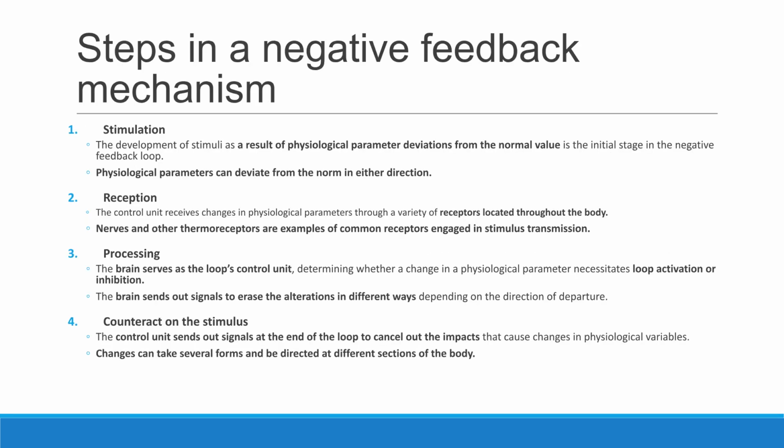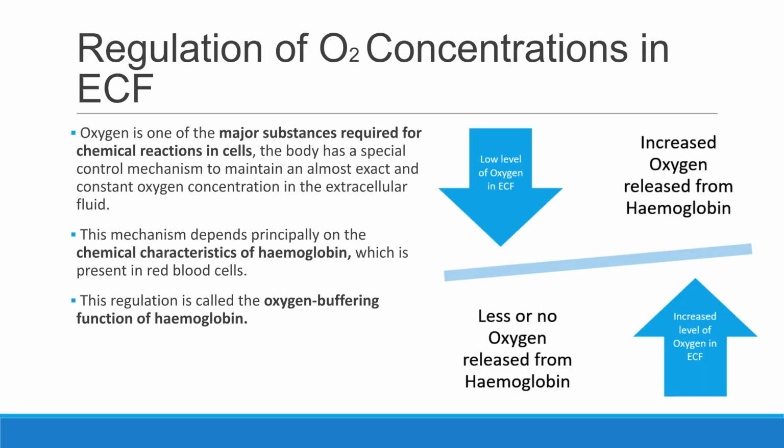The steps in a negative feedback loop include stimulation from deviations, reception by sensors, processing by the control unit, and finally, counteracting the stimulus to restore the normal value. Oxygen concentration in the extracellular fluid is maintained by a special control mechanism, largely dependent on the oxygen buffering function of hemoglobin in red blood cells.